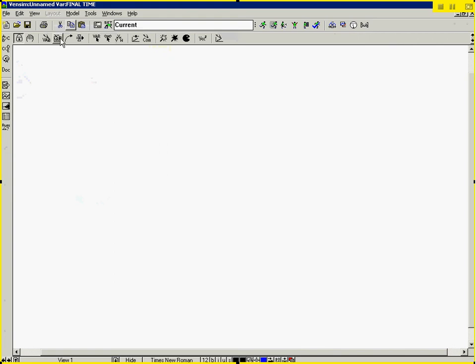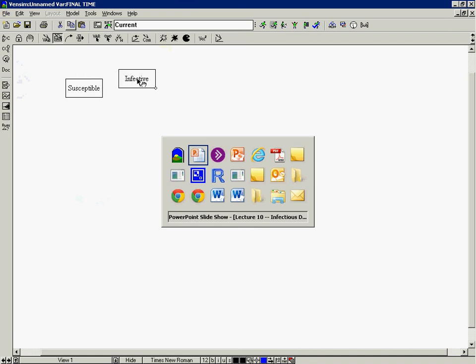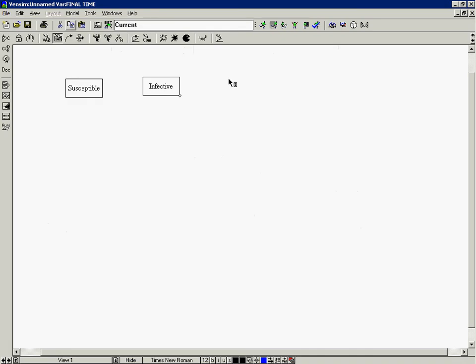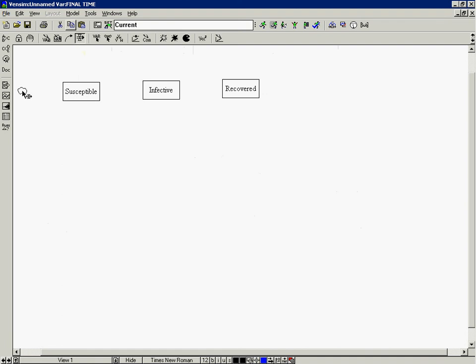So we're going to add in here susceptibles. Let me make sure I call it susceptible, without the S at the end, and then infective, and then I call it recovered. Now to add these in, I'm again using these stocks up here, so-called box variables. Now we're going to add in the flows between them, which is where the action happens. So we need to add in a flow into susceptibles that's associated with immigration, right? And then we're going to add a flow between susceptible and infected that's associated with infection, or I call it incidence. And then infective to recovered that's called recovery, okay?